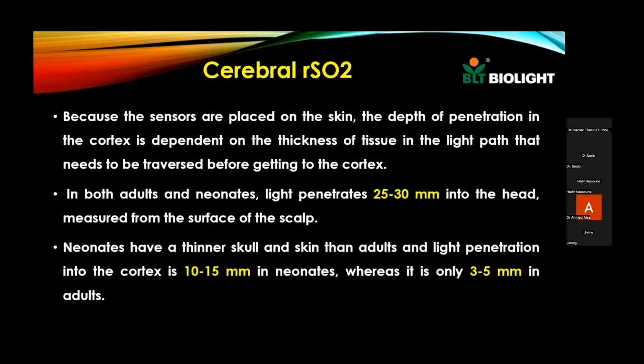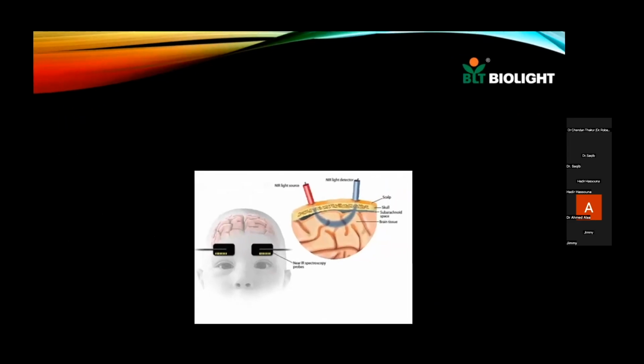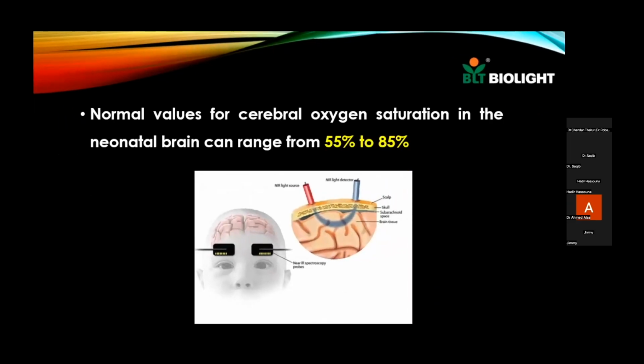In neonates, the skull and the skin are thinner than in adults. This leads to a penetration of 10 to 15 millimeters in neonates, whereas it's only 3 to 5 millimeters in adults. The normal value of cerebral oxygen saturation in the neonatal brain ranges from 55 to 85%.